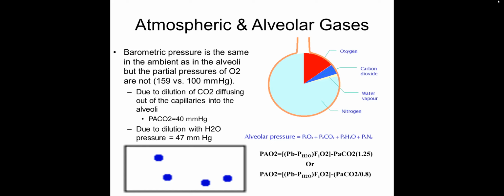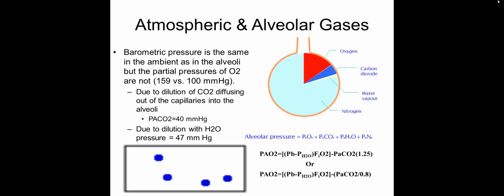So if we think about a physical principle or a law that we can relate to alveolar gases and the partial pressures, Dalton's law is it. And that's what's represented here as alveolar pressure equals the partial pressure of alveolar oxygen plus the partial pressure of alveolar carbon dioxide plus the partial pressure of alveolar water vapor plus the partial pressure of nitrogen.